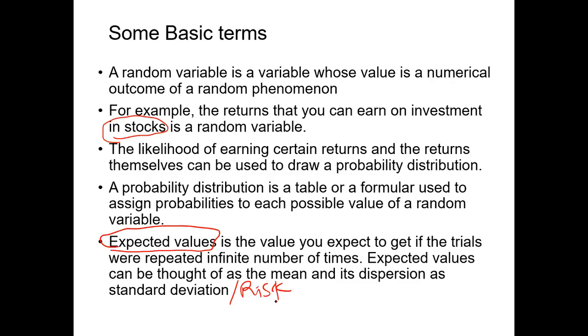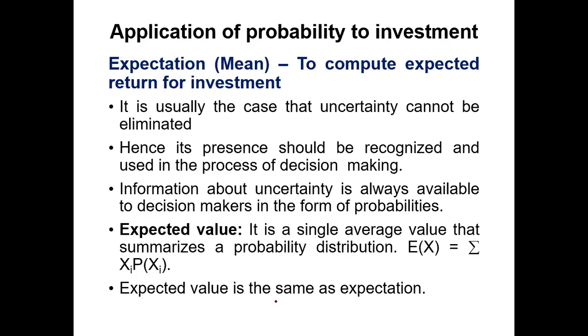Okay, now this concept is usually applied to investment. So for instance, this concept of probability distribution will help us to calculate the expected return or the mean return for our investment. It is usually the case that uncertainty cannot be eliminated. So if you are making an investment, uncertainty cannot be eliminated. Therefore, we must recognize and incorporate the issue of uncertainty in our decision making. And the only way we can incorporate it in terms of decision making when it comes to investment is to find the expected return on our investment.